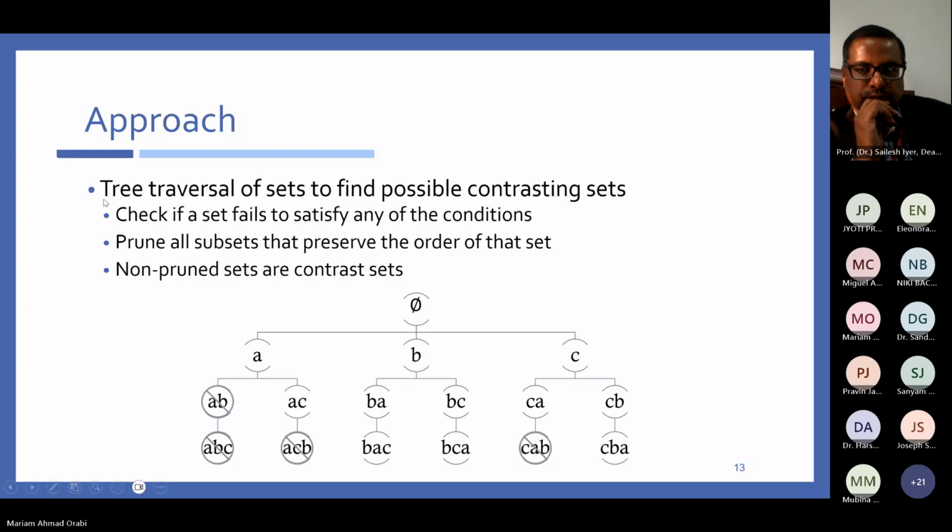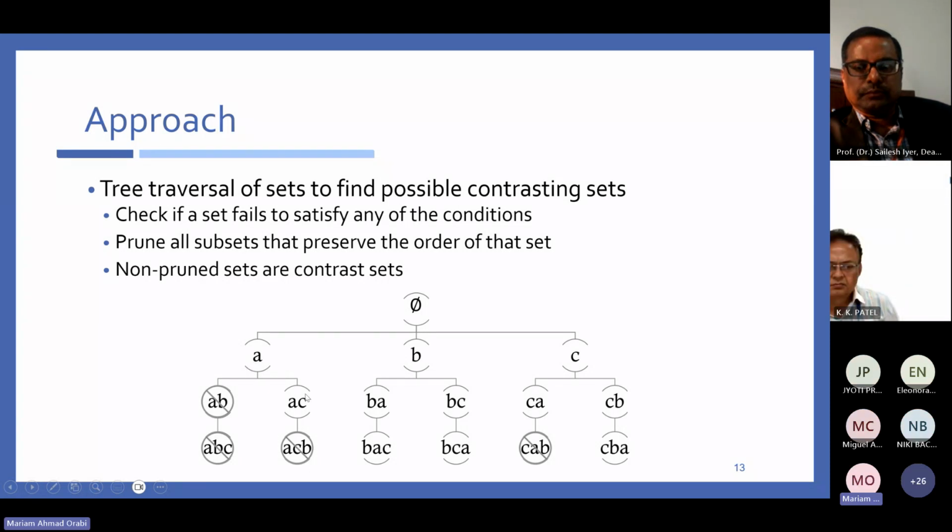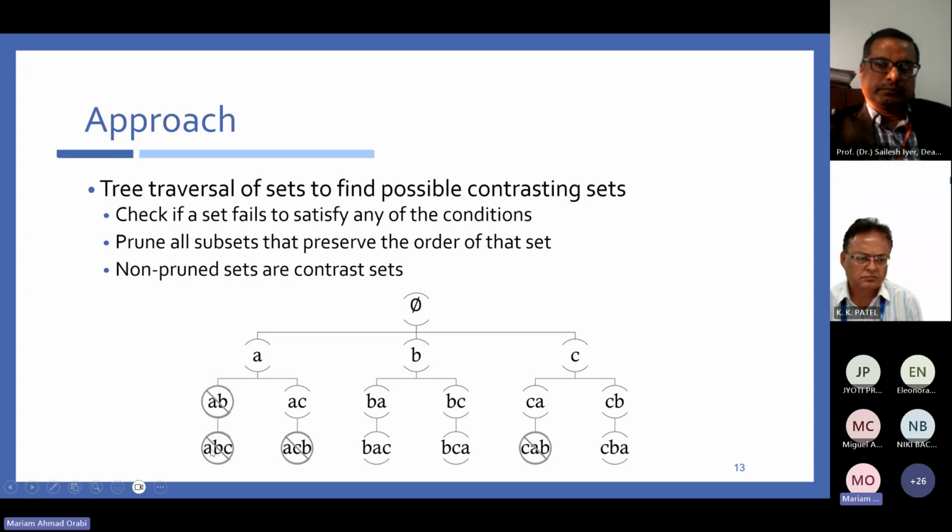The approach that we used is a tree traversal approach through the sets of item values. For example, if we have A, B, C as attributes, as values, we start with A and we check if it's a contrast set. Then we go through its subsets, through its descendants, AB, then AC. If AB is pruned, this means, based on the previous two conditions, that all of its descendants will be pruned, so we don't have to go through them.